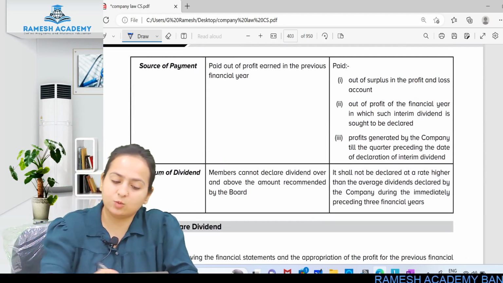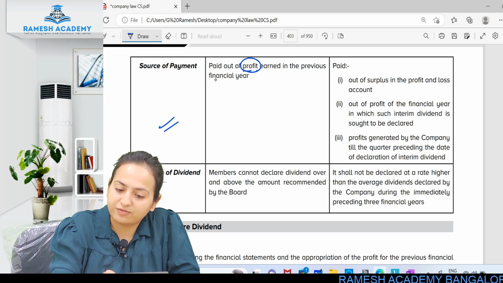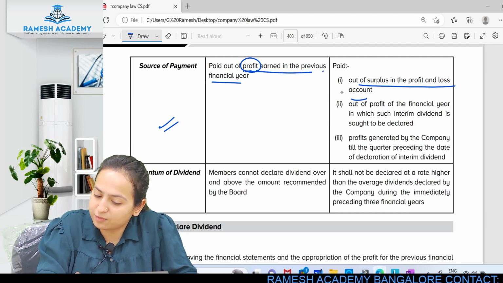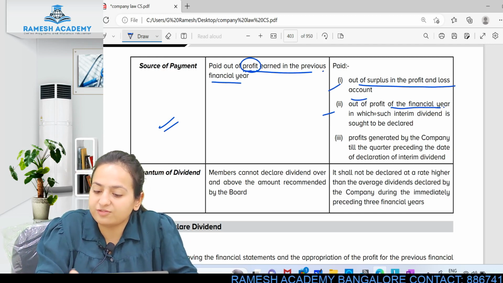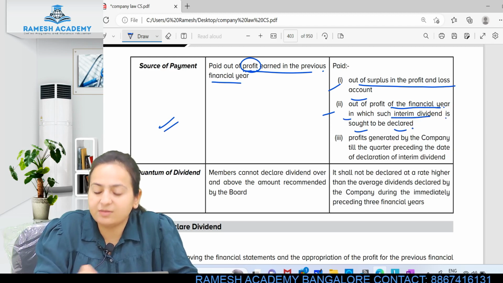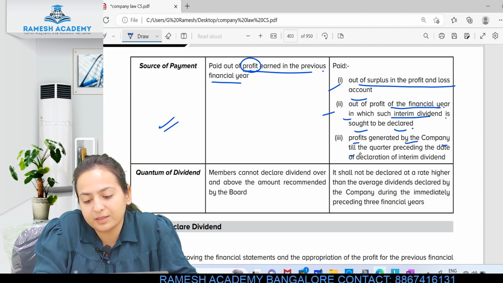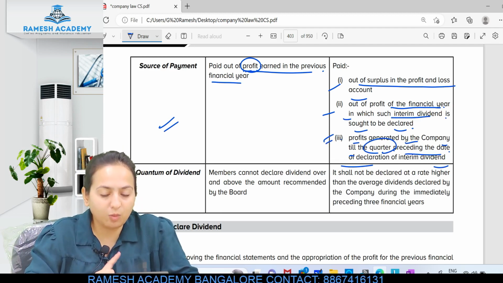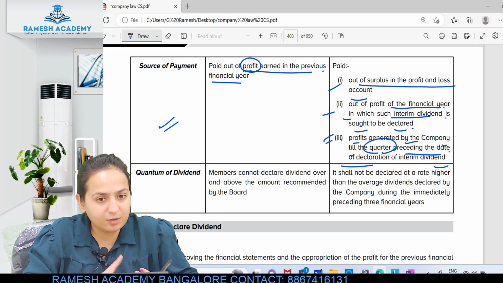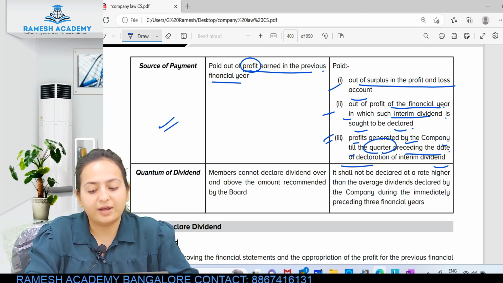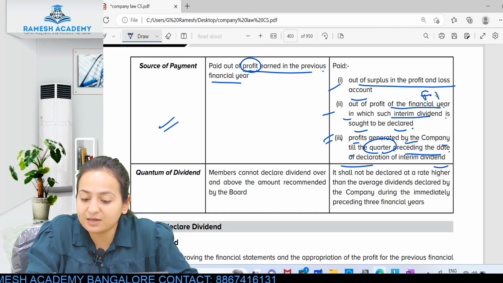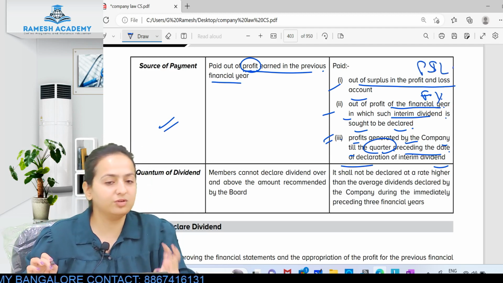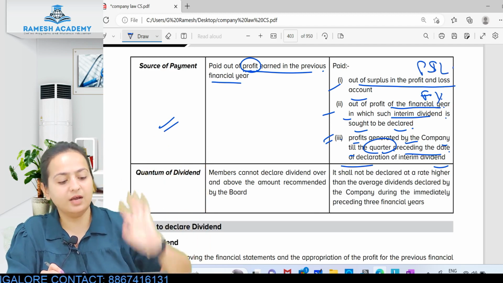Now what will be the source of payment? Final dividend is paid out of the profit earned in the previous financial year. Interim dividend is paid out of the surplus of P&L, out of the profit of the financial year in which the interim dividend is to be declared, and the profit generated by the company in the quarter preceding the date of declaration. So out of the preceding quarter, or the present financial year, or out of the surplus in the P&L account. Three ways you can give the interim dividend.